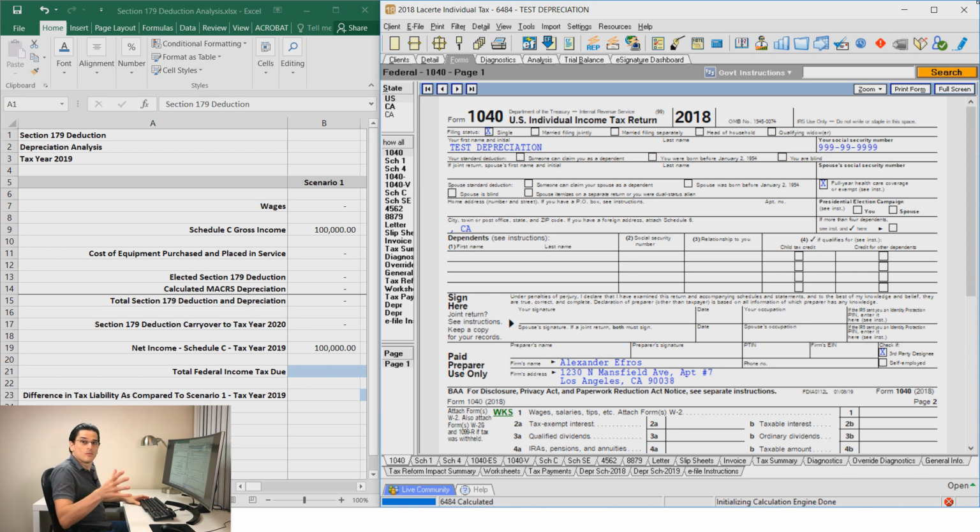Here we are in scenario one. We're taking a look at the base case in this situation. So we're just assuming that there's $100,000 in gross income from Schedule C, and that's also the net income as well, because there's really nothing else going on in this scenario.